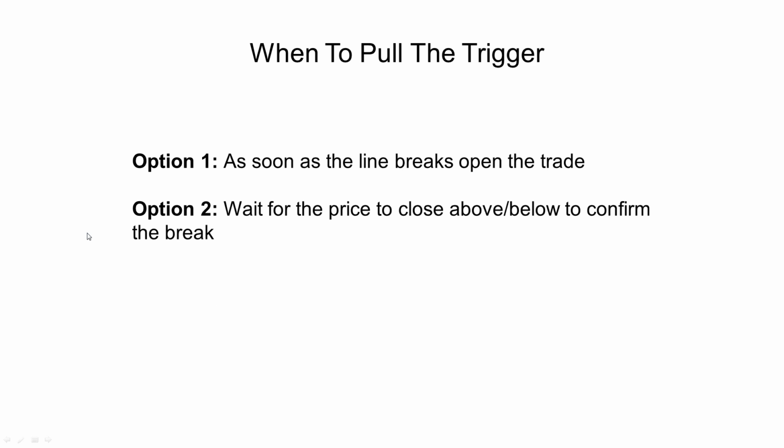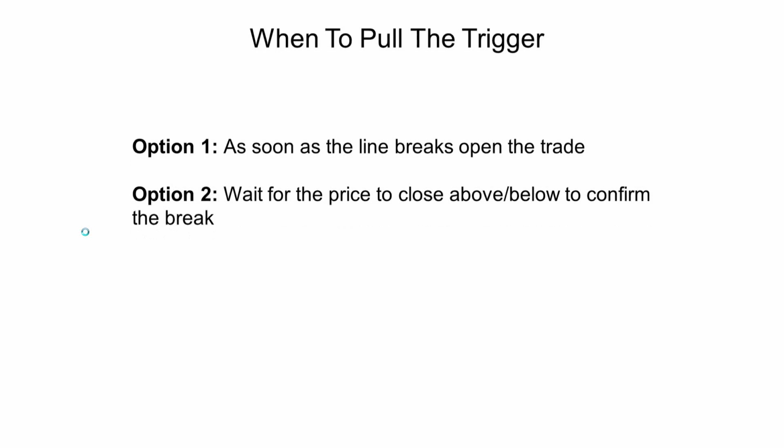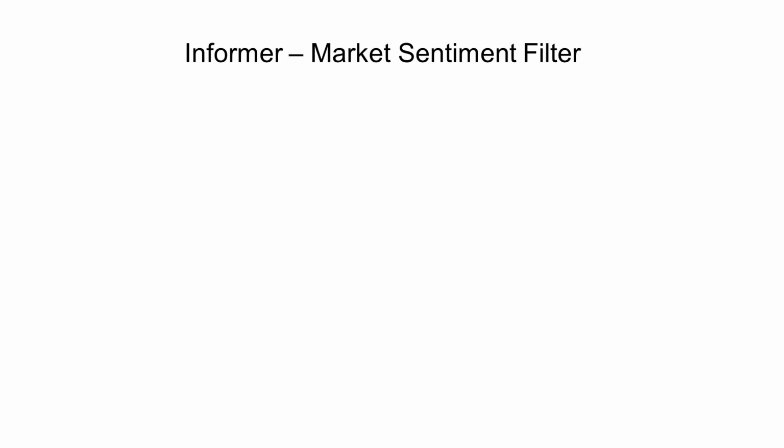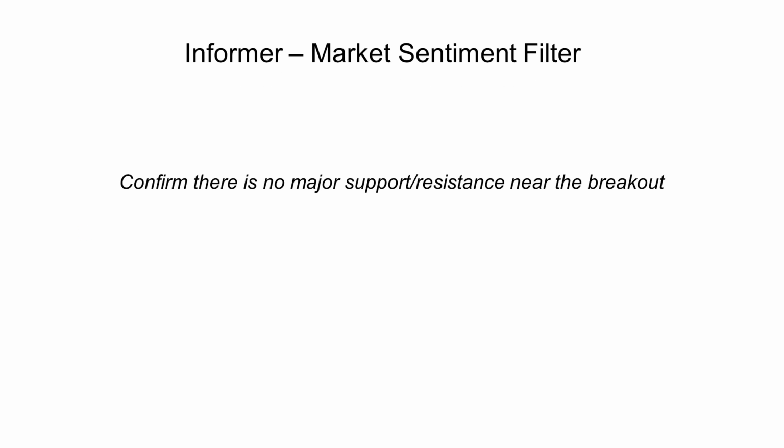Now, the other option for pulling the trigger is to use that filter, and this is the part that's really going to help: use the market sentiment as a filter, and this is found in our Informer tool. Okay, what you're going to do with it is confirm that there's no major support or resistance near the breakout. And this is going to make it so that you're not getting caught just before a false breakout like everybody else. Okay, so this is huge, and I'm going to demonstrate this here in just a second.